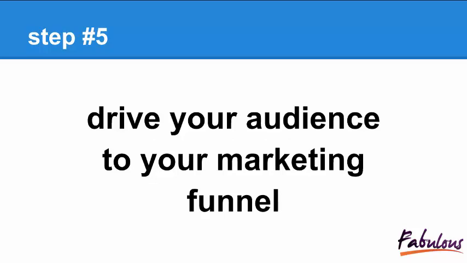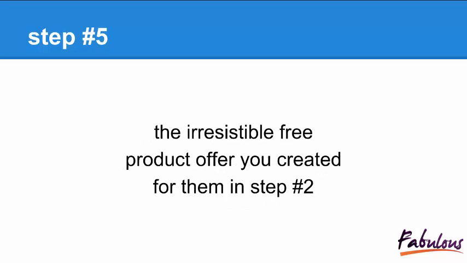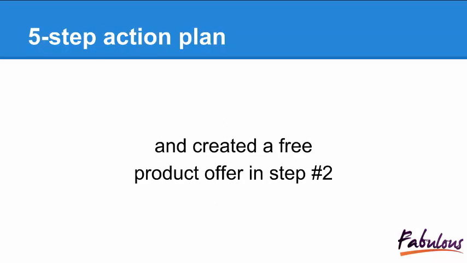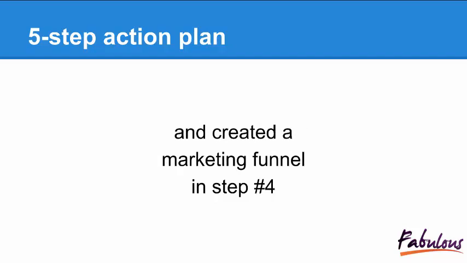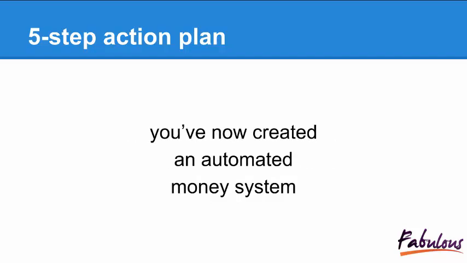Drive your audience to your marketing funnel. This is where you want to communicate with your audience about the irresistible free product offer you created for them in step number 2. So now that you've chosen an audience in step number 1 and created a free product offer in step number 2, and have chosen a product to sell in step number 3, and created a marketing funnel in step number 4, and drove your audience to your marketing funnel in step number 5, you've now created an automated money system.